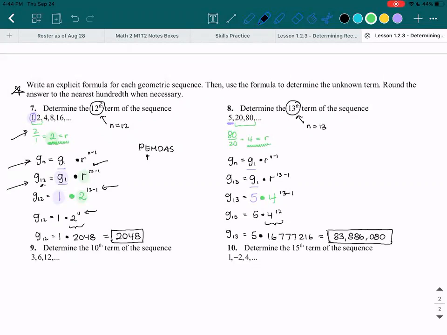So then you get 2048, which reminds me of the game, by the way. Did any of you play that?